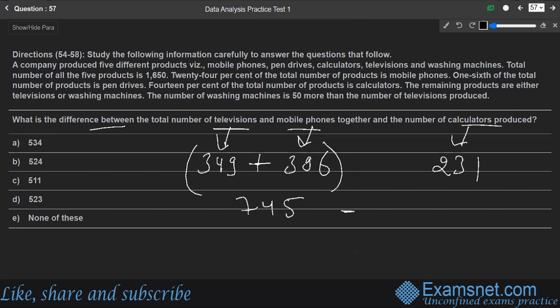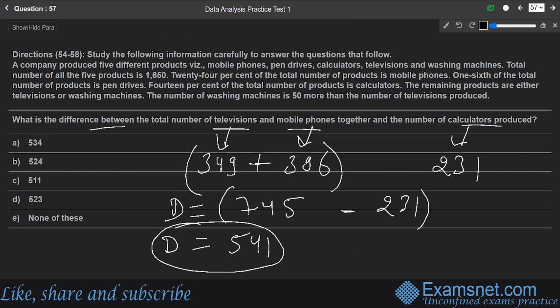Minus 231 that we have to do for finding out the difference. This is how the difference will be calculated. 745 minus 231 is simply going to be 514. So that is the ultimate difference value. 514 is not available in any of the options. So clearly the answer becomes none of these.